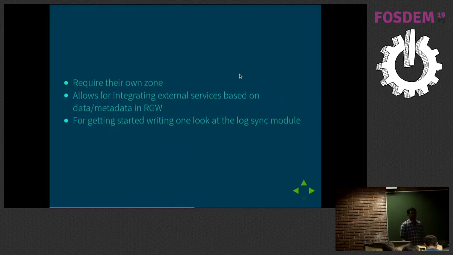Usually, you almost always create a sync module on its own zone, which allows you to separate a Ceph cluster for just processing metadata or something like this, and design your applications like that. If you want to get started writing a sync module, there is a sync module called the log sync module, which does nothing other than just log the actions, and that is a great starting point if you want to write one on your own. That is the basic idea behind the sync modules. And now I'll go across the various sync modules we have in RGW right now. Any questions so far?